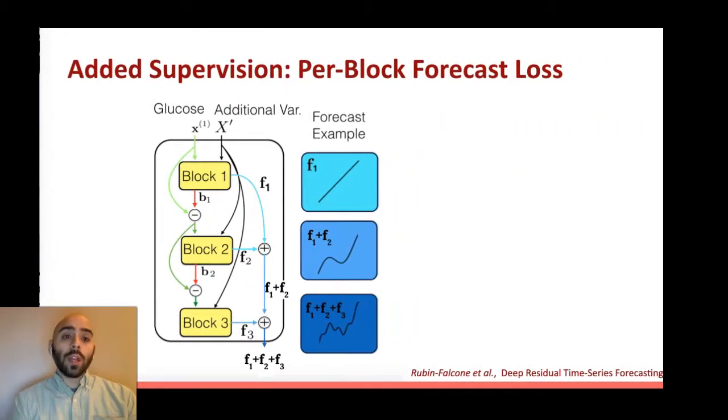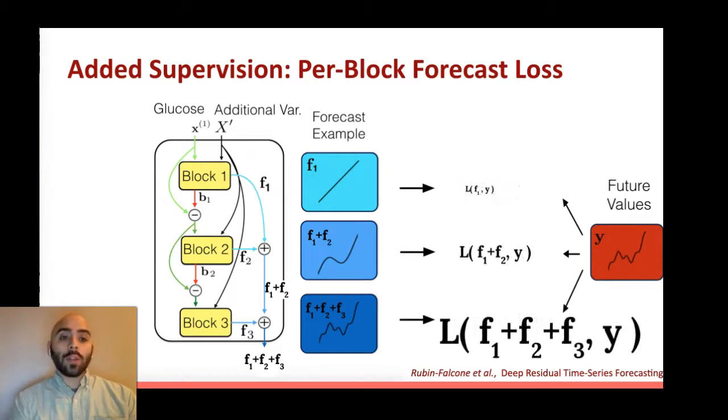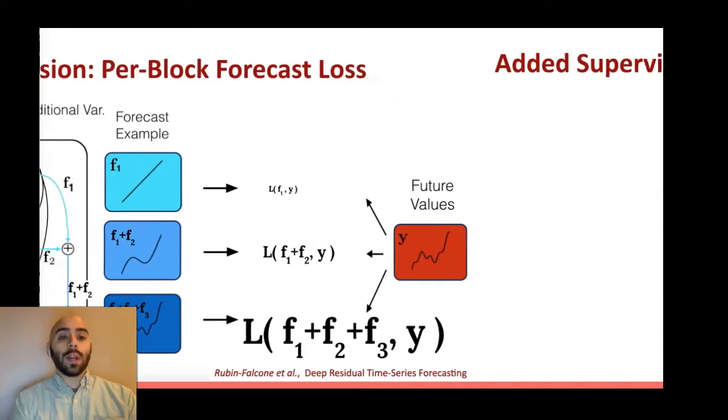In order to ensure that each block's forecast moves the sum towards the correct overall forecast, we calculate loss using the error of the sum of block predictions with respect to the actual signal y after each block. We scale each term so that later blocks are weighted more heavily, since later blocks should be much closer to the final forecast than earlier ones. We use mean squared error as our loss function, here depicted as L.